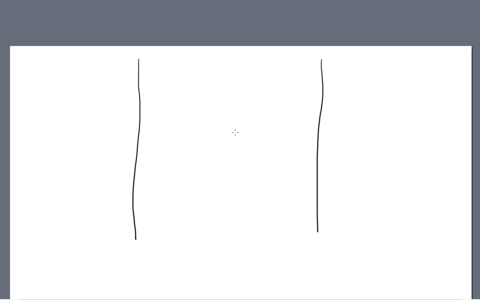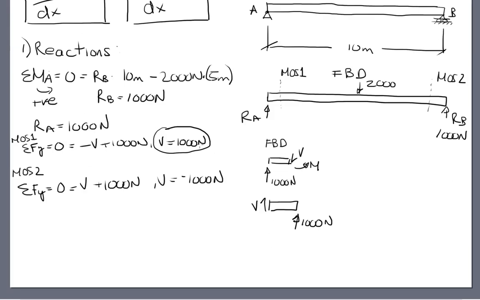Not the straightest lines in the world, but I think you get the point. Okay, so remember that the shear in your method of section 1 here is 1,000. And once you pass here, it goes to negative 1,000. So this is V. Positive 1,000 here, negative 1,000 here.